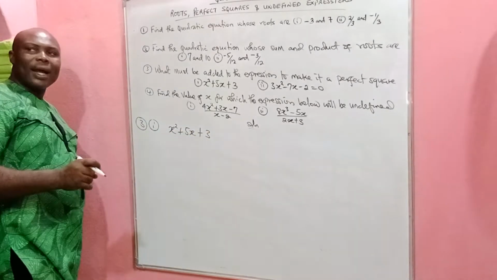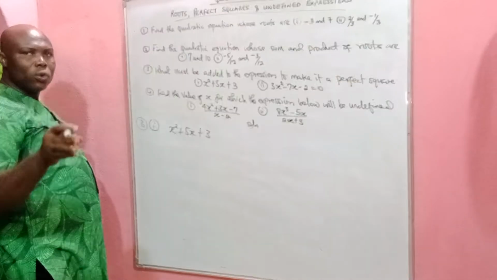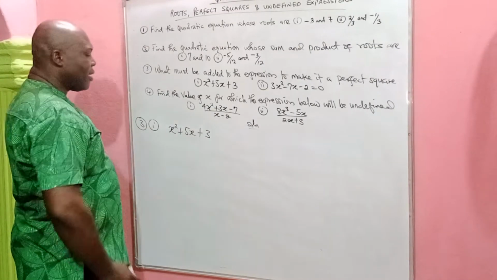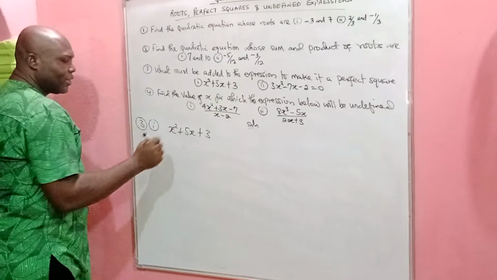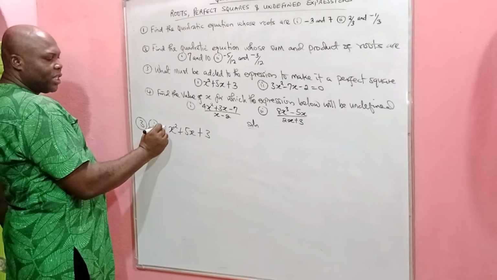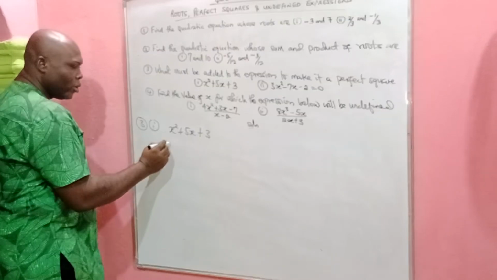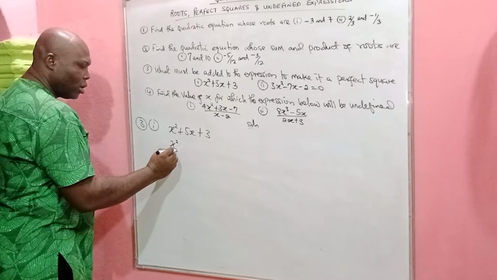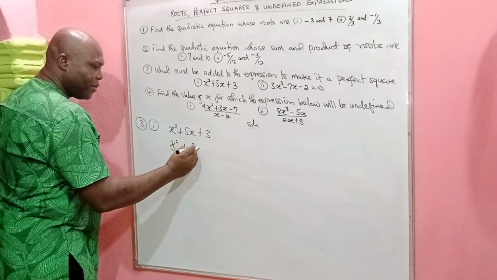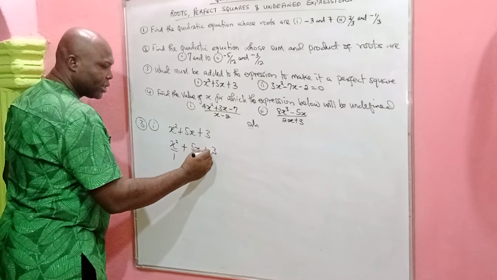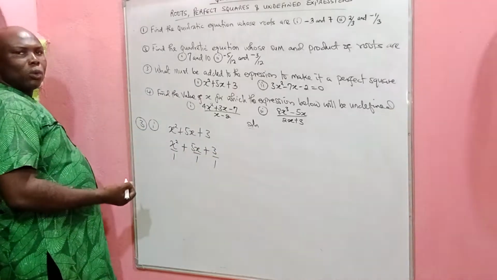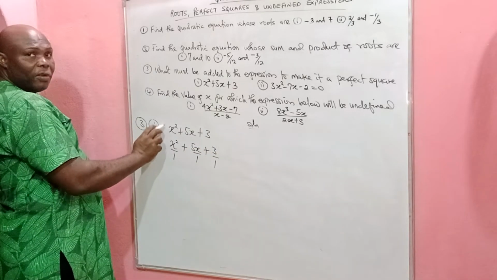In order to derive that, you're going to use those first 3 rules in completing the square, as we have taught you before. So one of it, number 1, you divide through by the coefficient of x squared, which is 1. So you're going to have x squared all over 1 plus 5x all over 1 plus 3 all over 1. So we are dividing through by the coefficient of x squared, and the coefficient of x squared here is 1.